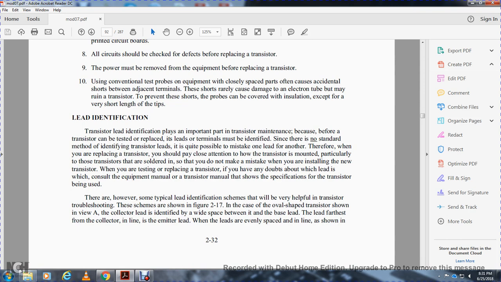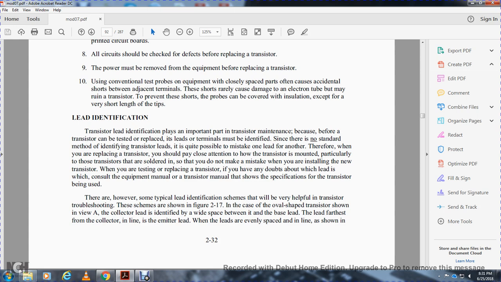Therefore, when you are replacing transistors, pay close attention to how the transistors mount, particularly the leads on the soldered end, so that you do not make a mistake when installing a new transistor. When you are testing the transistor, if you have doubts about any lead, consult the equipment manual or the transistor manual, which show the specifications for the transistor being used.